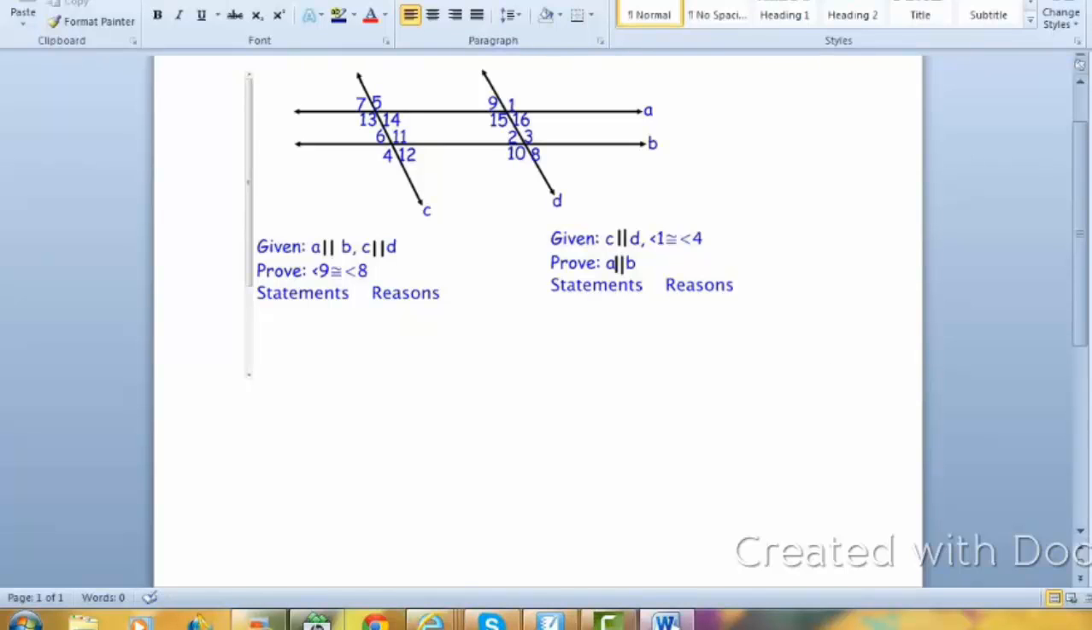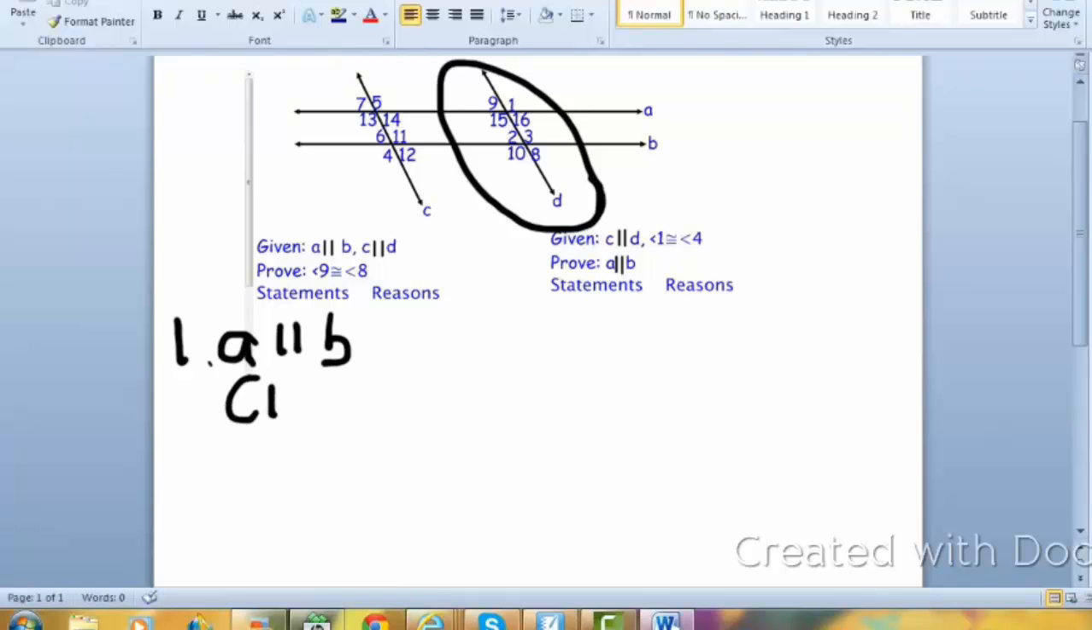In our next example, we're proving angle 9 is congruent to angle 8. Looking along the same transversal line, we can see that 9 and 8 are alternate exterior angles. First statement is given. A is parallel to B, C is parallel to D. That's given.